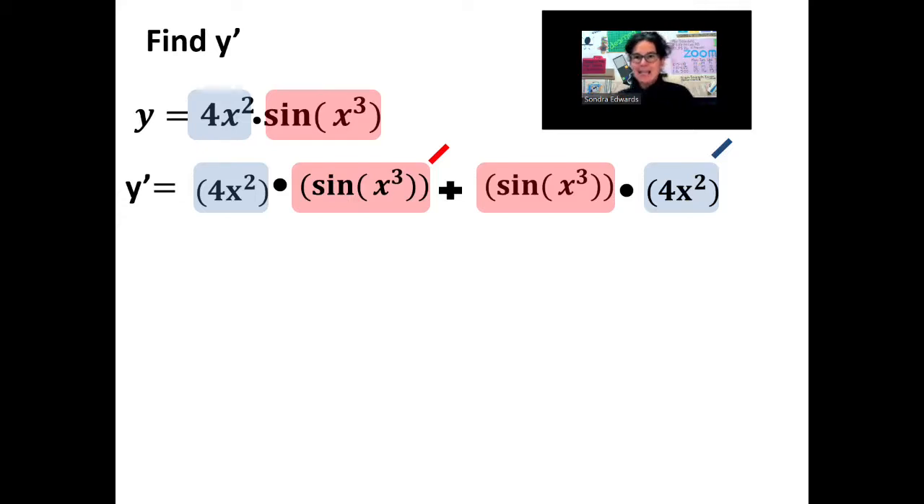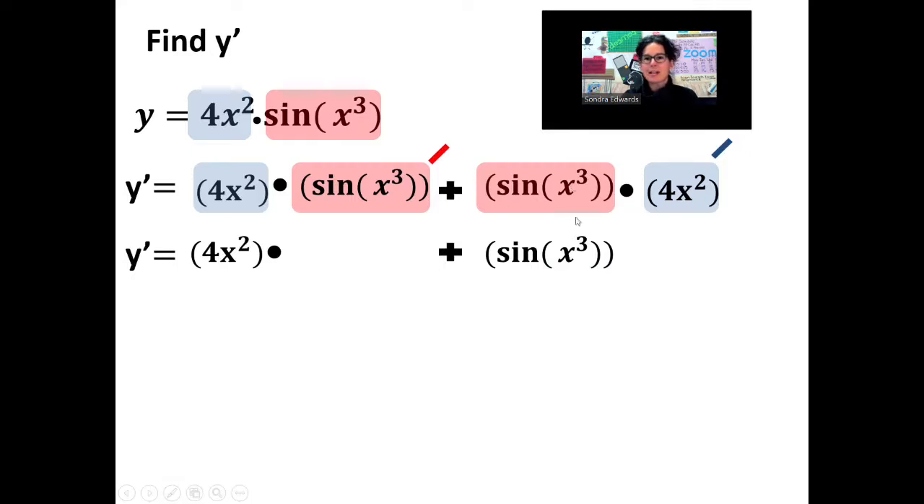Okay, next let's go ahead and bring down what is already basically done. So 4x squared is still 4x squared. I'm going to put this one right here off for a second, and then I'm going to bring down this sine of x cubed, and then the derivative of 4x squared is just 8x, so bring down times 8x. Now let's go ahead and focus on the derivative of sine of x cubed.